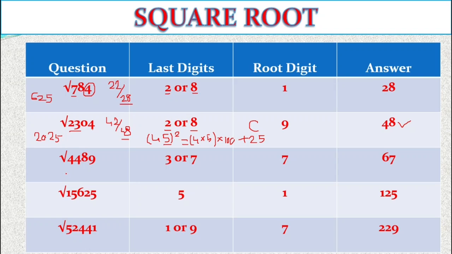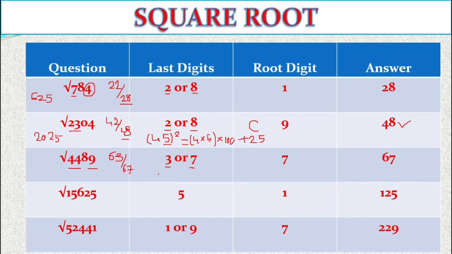And the other one, 4489. Here the last digit is 9, or the unit position is 9. So the probables are either 3 or 7, because 3 into 3 is 9, or 7 into 7 is 49. And the first digit is, something like I am taking it. Okay, 6 6 are 36, 7 7 are 49. So it is 63 or 67.